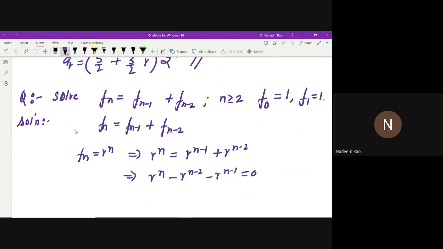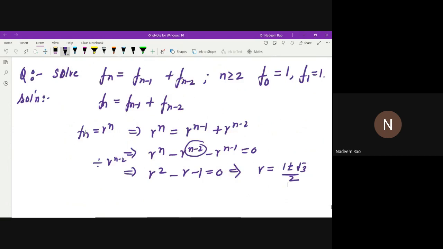Now divide it by r to the power n minus 2. Then how do we divide this? r to the power n minus 2, the lowest degree power term, we will divide by it. So we get r squared minus r minus 1 equals 0. So here we will get the two solutions, r equals 1 plus or minus square root 5 by 2. So there are two solutions.